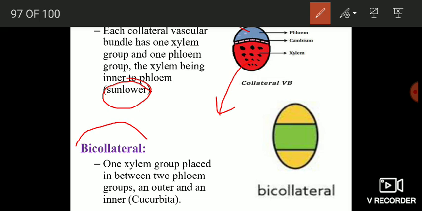Second one is bicollateral type. In this type, one xylem group is placed between two phloem groups. One phloem group is outer phloem and second one is inner phloem. This is known as bicollateral. Example is cucurbita.